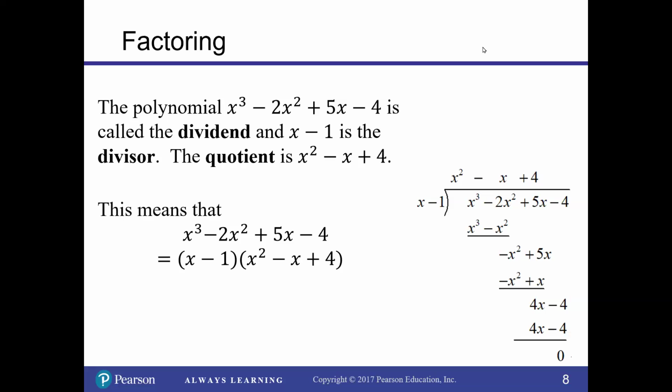Okay. So the polynomial x cubed minus 2x squared plus 5x minus 4 is called the dividend. So it's what we divide into. And x minus 1 is called the divisor. It's what we divide by. What is left over, if we can divide completely, is called the quotient. So that x squared minus x plus 4 is your quotient.